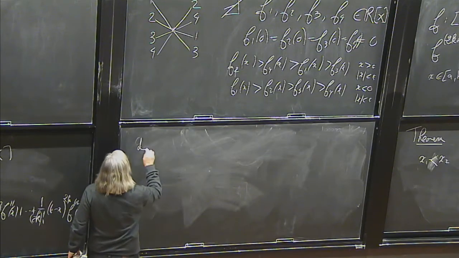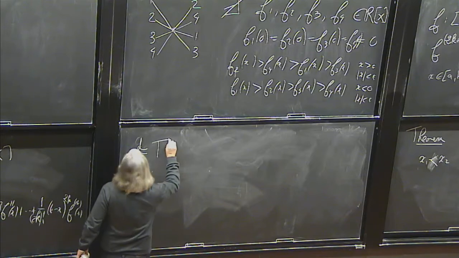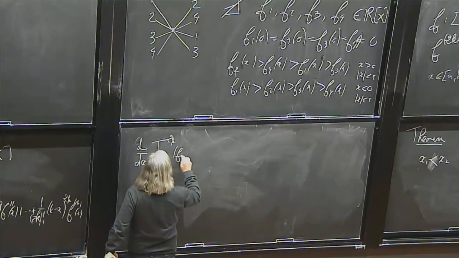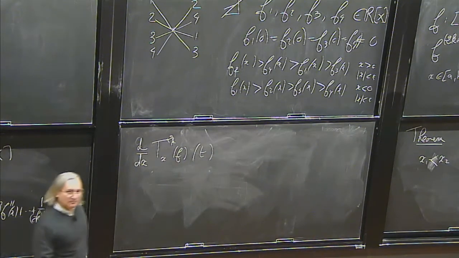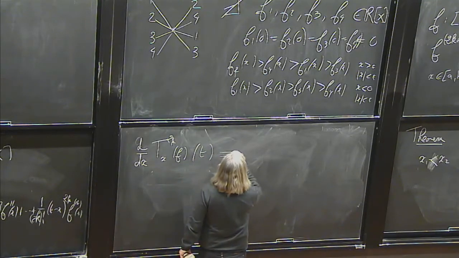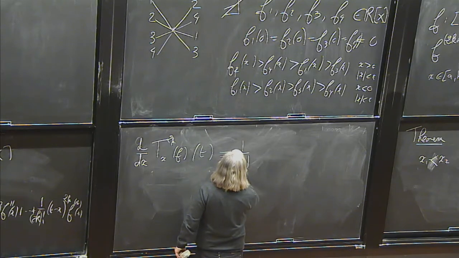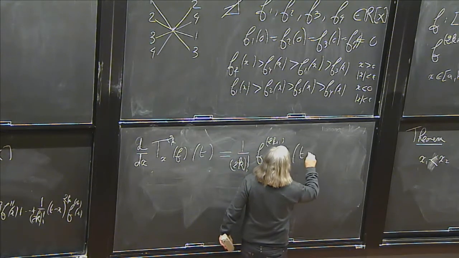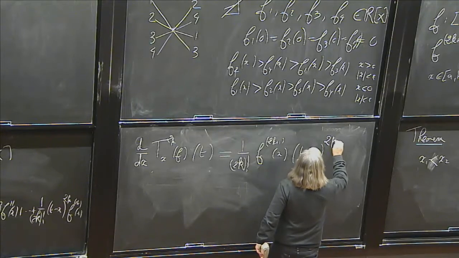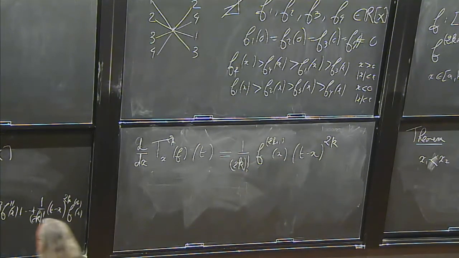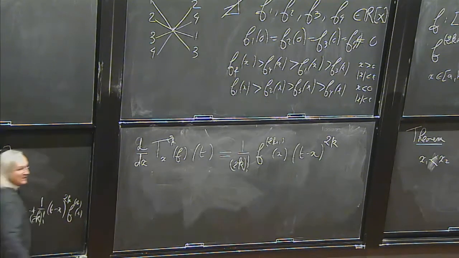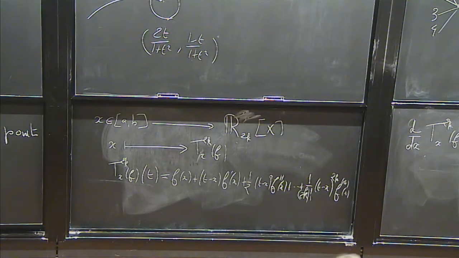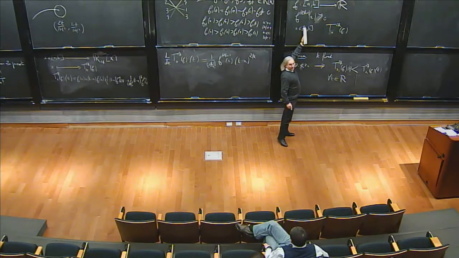The derivative with respect to x of the Taylor polynomial of degree 2k at x of f, as a polynomial in the variable t, is just 1 over 2k factorial, f^(2k+1)(x), times (t minus x) to the 2k. So when you take the derivative of the Taylor formula, all terms disappear except the very last one. And by assumption, I assume this to be positive. So this is positive.